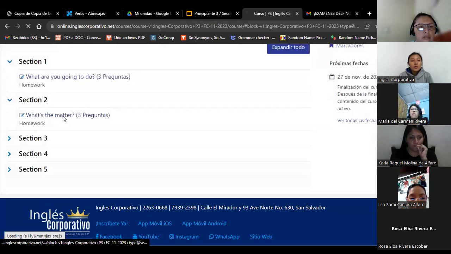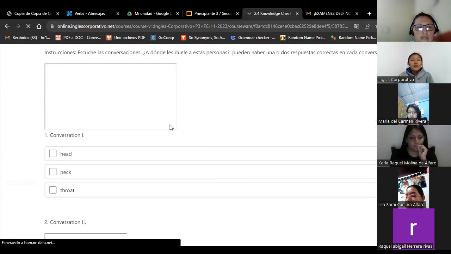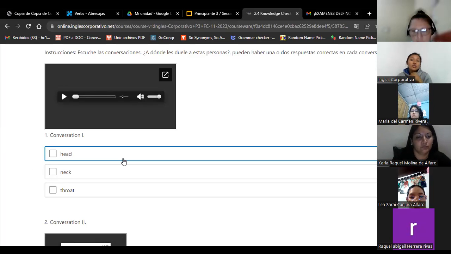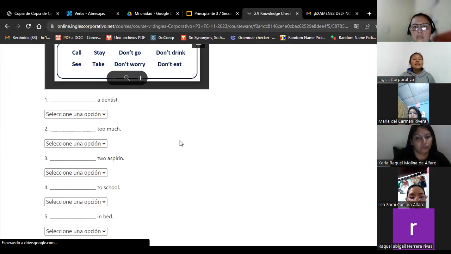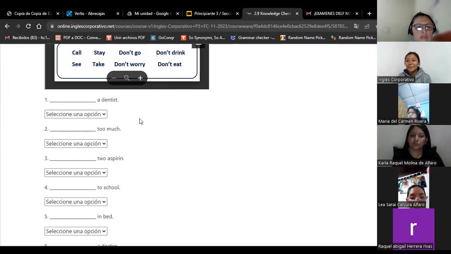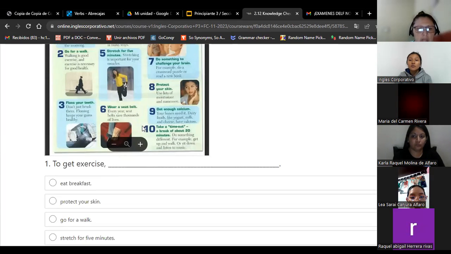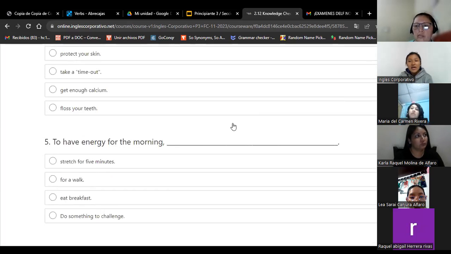Now, if we go to section number two, what's the matter? We are going to find this in this part. In this part, you are going to listen to an audio and you are going to choose, okay? Conversation number one, what is like the pain that people have? For example, headache, the throat, the neck, okay? In which we were studying the parts of the body on Wednesday, right? Then let me see. Here we have another one. This is something that we are going to do today, okay? We are going to do this, and you also have a reading, a little article, which you have to read and then answer these questions. Let me see, only six questions, and that will be it.